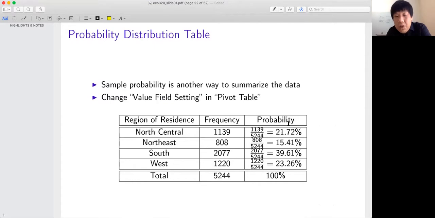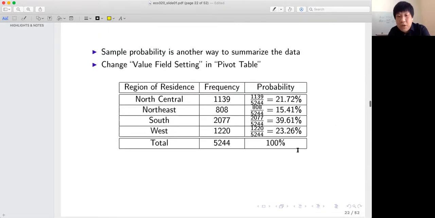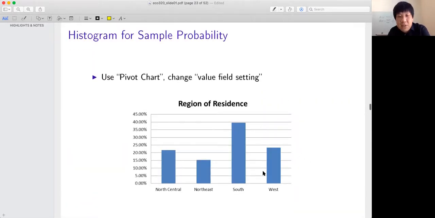This is particularly important in chapters 3 and 4, because you're going to analyze the average and the variance, etc. You're going to use probability a lot, so make sure you know the difference between frequency and probability. I'm going to ask this for sure in the exam. And the summation should be 100%, so make sure you're familiar with that.